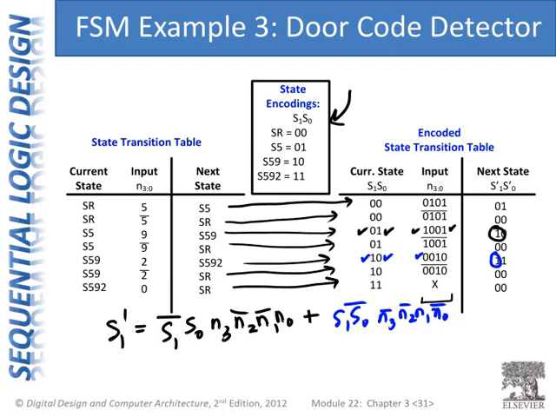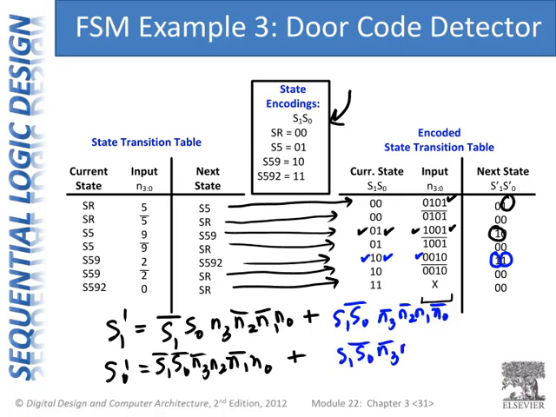Our next state bit, S0 prime, is going to be, well, here's a 1, S1 bar and S0 bar, and N3 bar and N2 and N1 bar and N0. Or, well, that same case for that one here. S1 and S0 bar, N3 bar, N2 bar, N1, and N0 bar.